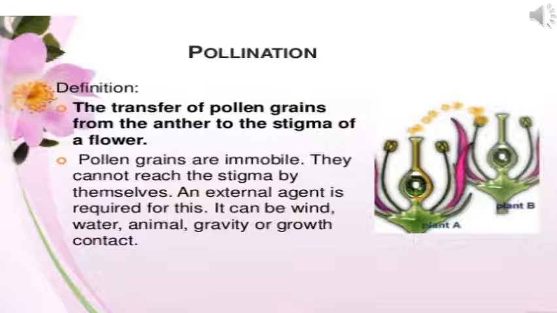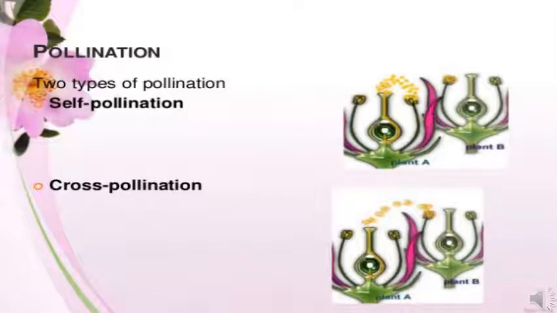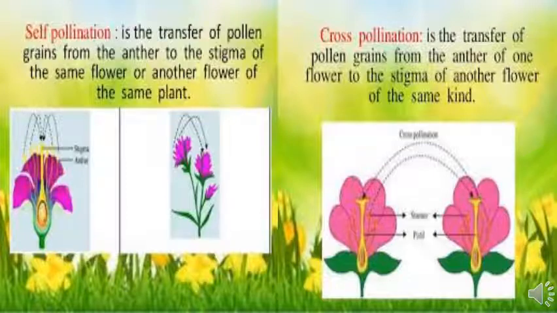The transfer of pollen grains from the anther to the stigma of a flower is called pollination. Pollen grains are immobile. They cannot reach the stigma by themselves. An external agent is required for this. It can be done by wind, water, animal, gravity, or growth contact. Pollination is of two types: self-pollination and cross-pollination. Self-pollination takes place within the same flower or between two flowers on the same plant, whereas cross-pollination is a transfer of pollen grains from the anther of one flower to the stigma of another flower of the same kind.